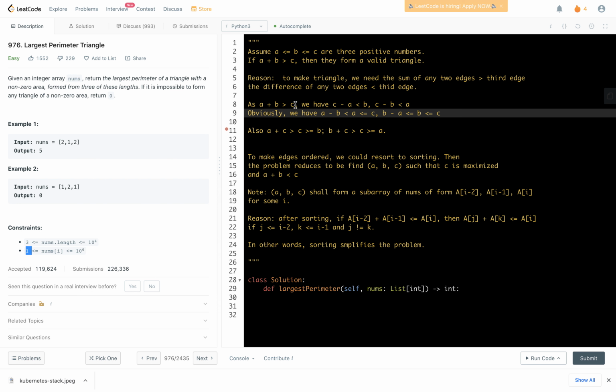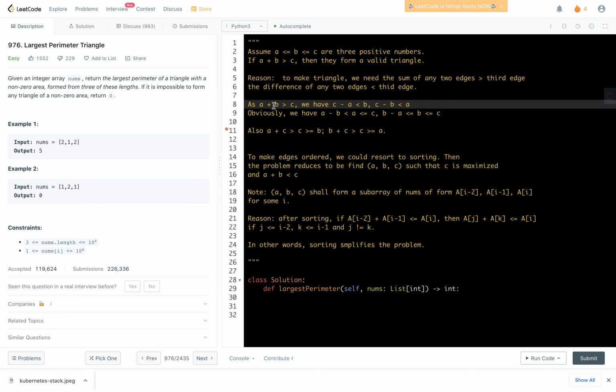First, if we just look at the inequality, this implies C minus A is less than B, and C minus B is less than A. We just need to put A or B to the right of the inequality. So this is for the difference. For another difference, we can see A minus B is less than A because B is positive, but A is less than or equal to C, so A minus B is less than C. Similarly, B minus A is also less than C.